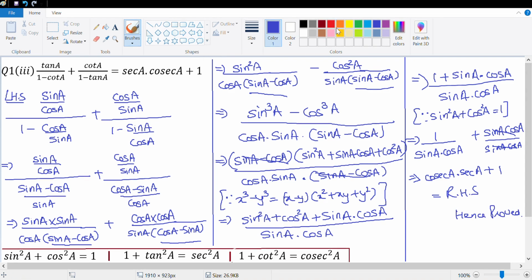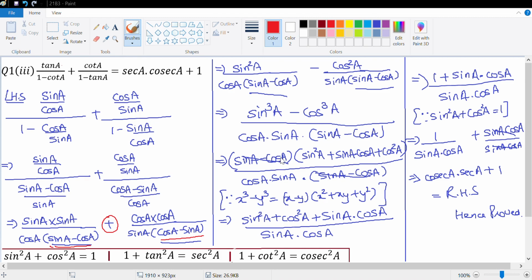Look at this question again, a very interesting question. We started with converting tan, cot to sine and cos. After doing that, we realized if I change the sign here and convert this plus into minus, this part and this part would become equal, which would make our life easier. And after that we just added, and then we used the x cube minus y cube formula, and that's what helped us get to this final answer.